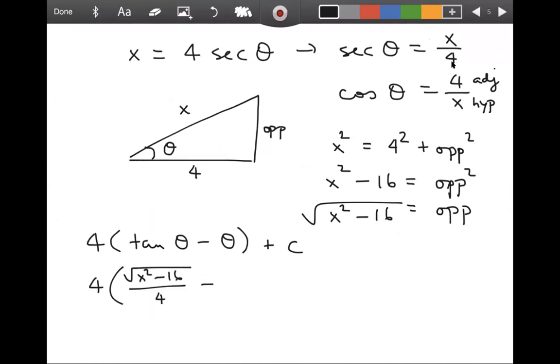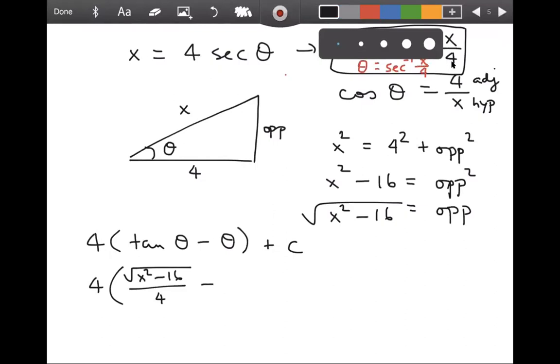All right, now this is something that happens every so often. What do we do with just plain old theta? Well, we go back up here. Since the secant of theta is x over 4, that means that theta is the inverse secant of x over 4. And that's what we're going to fill in for theta. Inverse secant of x over 4.